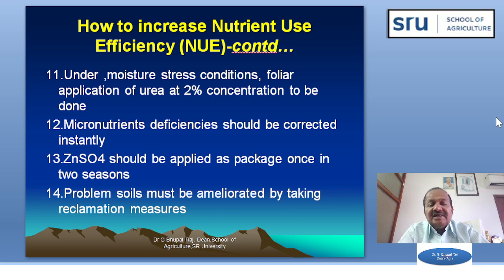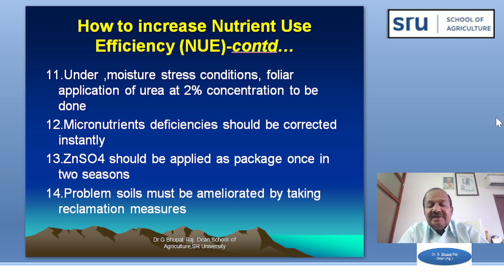Under moisture stress conditions, foliar application of urea at 2% concentration has to be done. So whenever moisture is the constant, water is the constant, we should not take up the soil application. Only foliar spray is recommended. Micronutrient deficiencies should be corrected instantly. Zinc sulfate should be applied as a package once in 2 seasons.